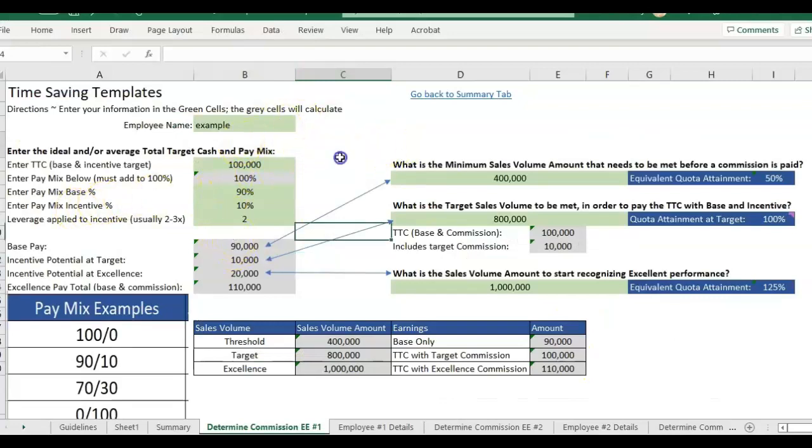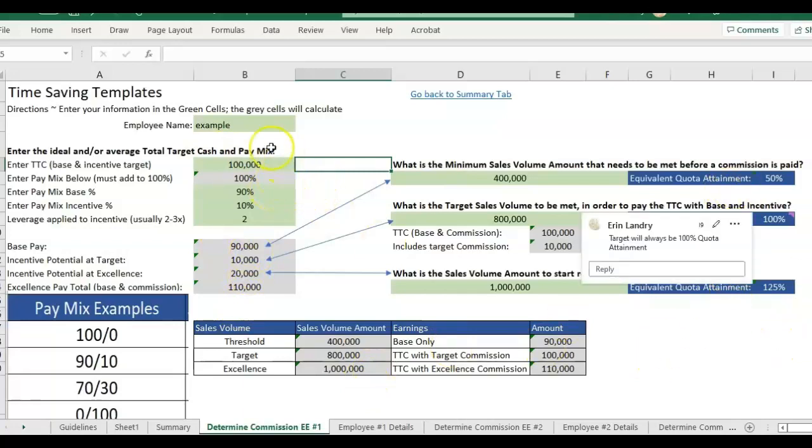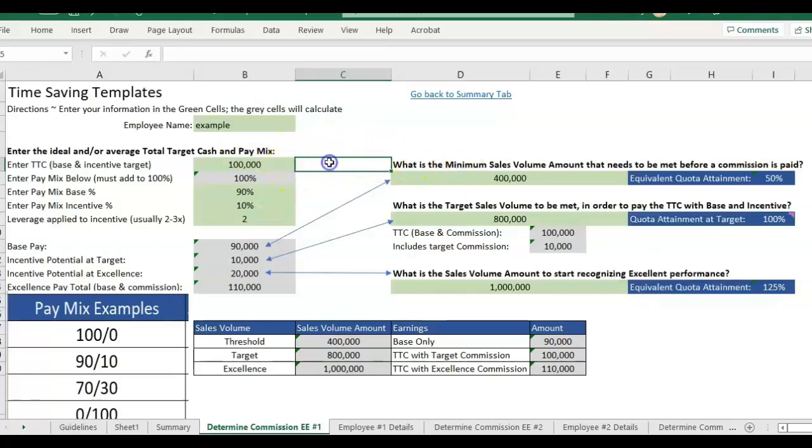I'm just going to keep going. With this one, we determine the green cells as what we've entered, and the gray and blue is being calculated. We determine that this person would have an annualized total target cash of $100,000. So if they met their target for sales, this is the amount they should get paid annually for base and commission incentive. And then we used a 90-10 pay mix. So 90% of that 100,000 goes to base pay and 10% goes to their commission target.